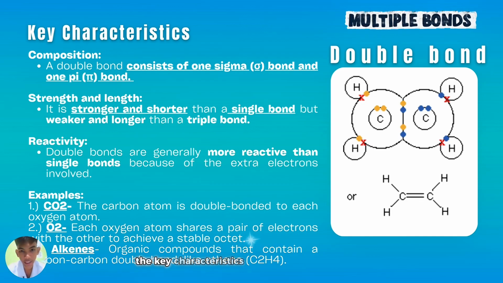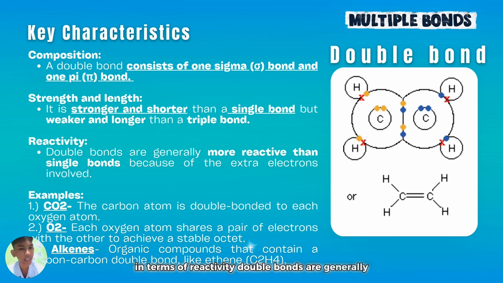The key characteristics of a double bond consist of: first, in the composition, a double bond consists of one sigma bond and one pi bond. In terms of strength and length, double bonds are stronger and shorter than a single bond, but weaker and longer than a triple bond. In terms of reactivity, double bonds are generally more reactive than single bonds because of the extra electrons being involved.